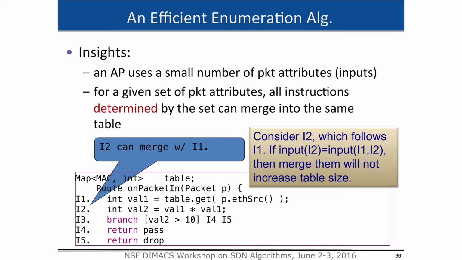So alternatively, we designed an efficient enumeration algorithm to get the partition. The insight is that for written algorithm policies, we usually use a small number of packet attributes. For a given set of packet attributes, all instructions that use this set of packet attributes as input, we can simply merge into the same table. Using this very simple example, we see two instructions, I1 and I2. Both instructions use the source MAC as the input. So in this way, we can merge these two instructions into one single table, so that we do not need two tables.